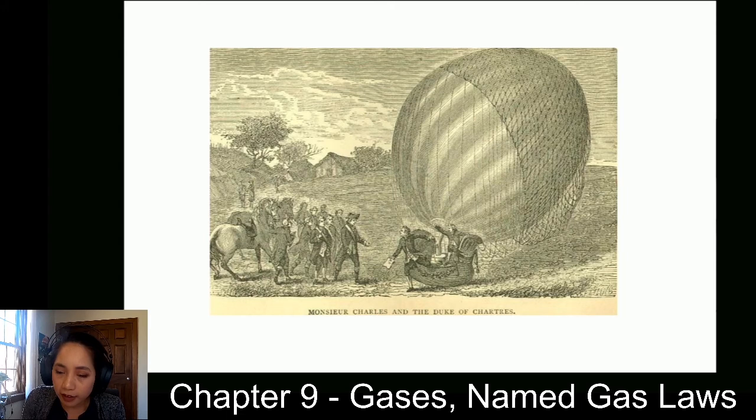But a hot air balloon demonstrates how temperature and volume are directly proportional to one another. If temperature goes up inside the hot air balloon, then the volume of the hot air balloon increases. Conversely, if you shut off the heat and the temperature of the gas starts to decrease, then you'll see your hot air balloon start to shrink.